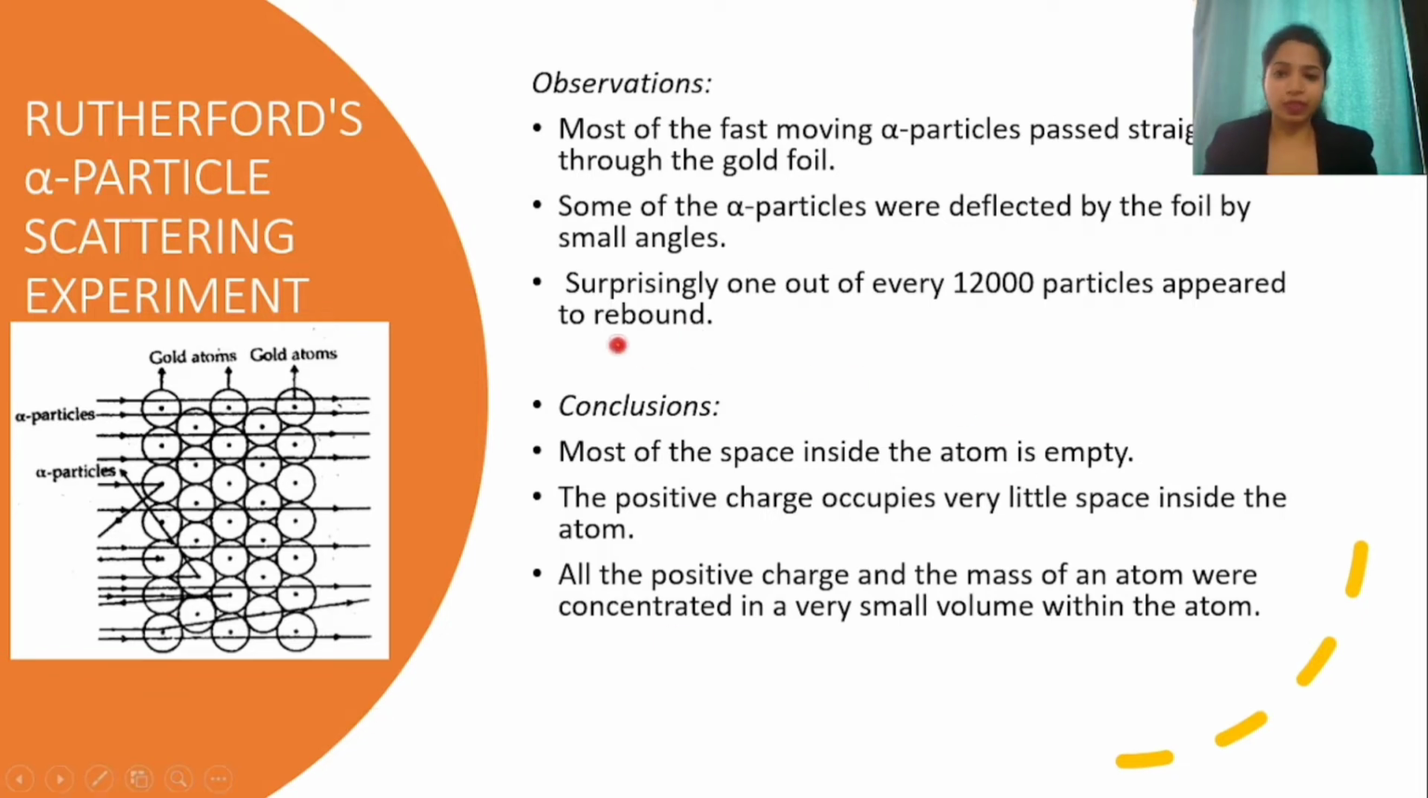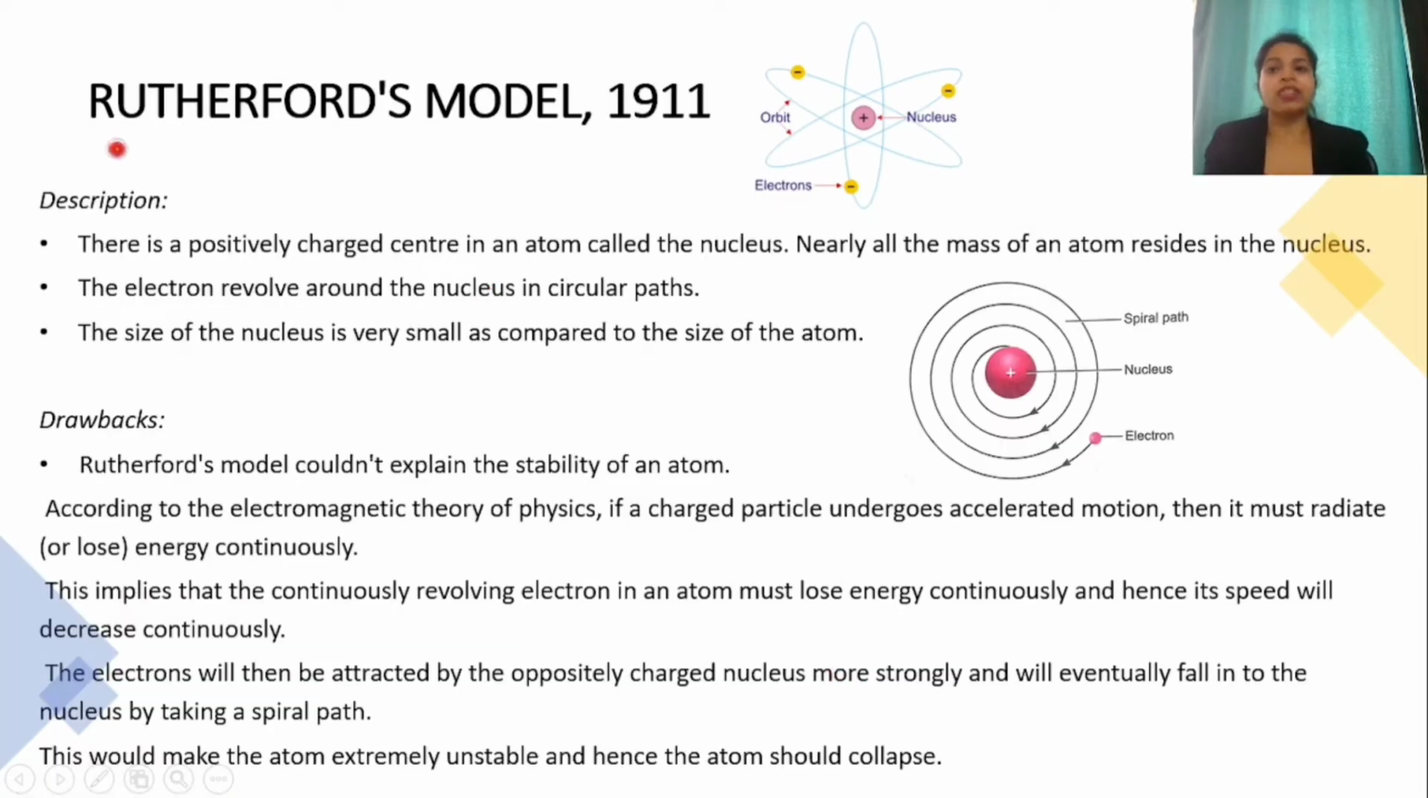See, what is the meaning of rebound? Rebound means retracing the path. That means the alpha particle went straight and then after hitting something, it came back along the same path. So that suggested that all the positive charge and the mass of an atom were concentrated in a very small volume within the atom, because only 1 out of 12,000 particles rebounded. That means only 1 out of those 12,000 particles retraced their path and came back along the same trajectory. So based on this, Rutherford suggested his model in 1911.